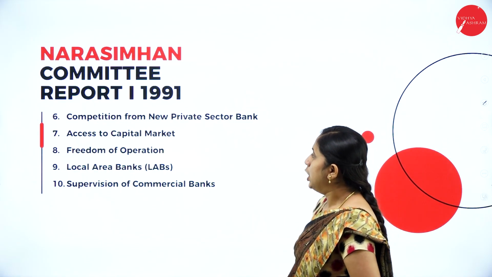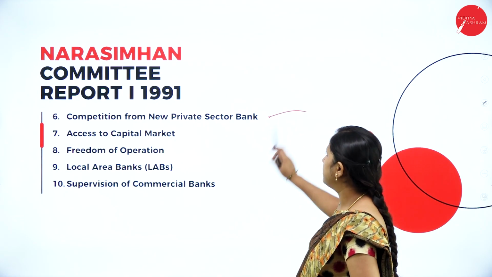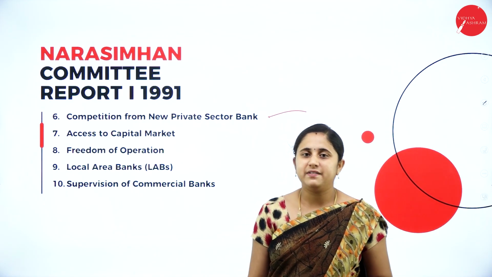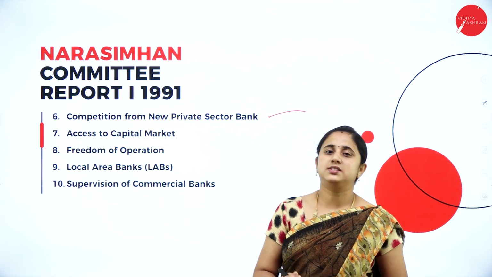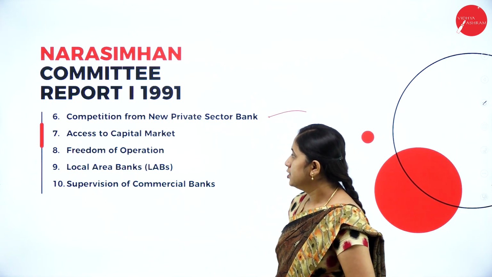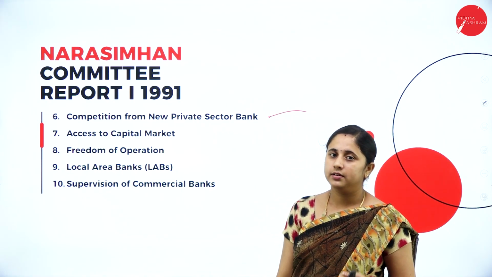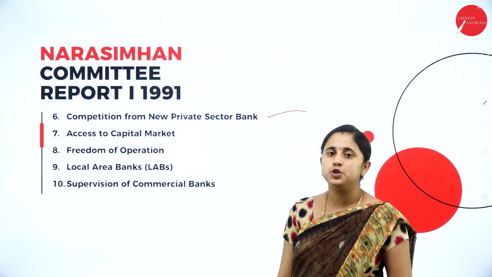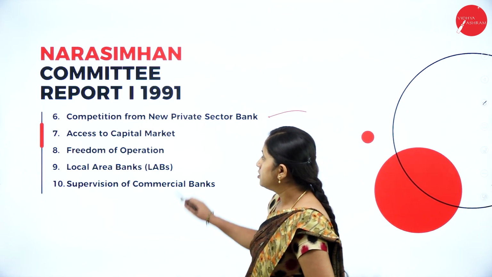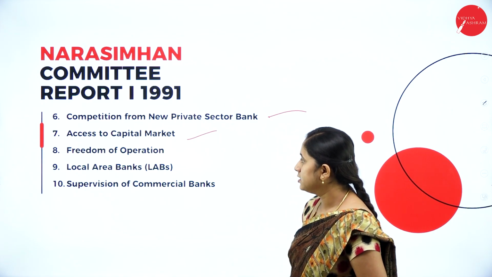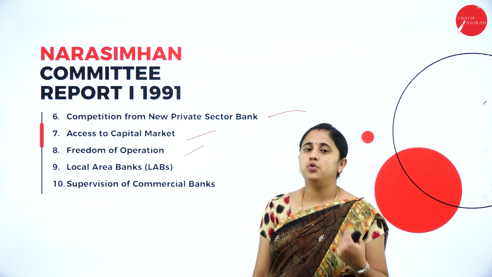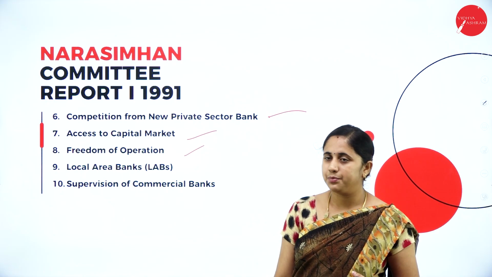So next one, competition from new private sector banks. Banks were opened up for the private sector. Through the private sector, healthy competition started. So it gives better results for customers, and it contributes to economic growth. Then access to capital market and freedom of operation. They abolished the branch licensing policy.